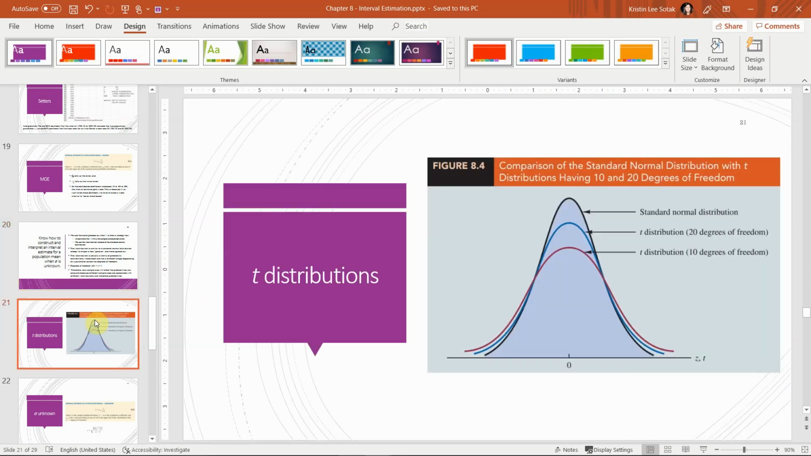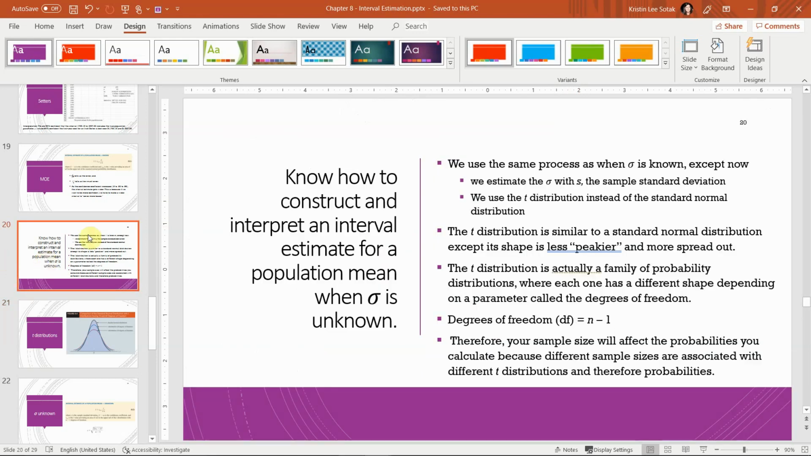So let's have a look at this. This is the top curve here, the top distribution. It's the black curve. It is a standard normal, and then the blue and the green are t-distributions. One thing is that the t-distribution is actually a family of distributions, where each one has a different shape depending on a parameter called the degrees of freedom, which is equal to n minus 1. So df, degrees of freedom, is equal to n minus 1.